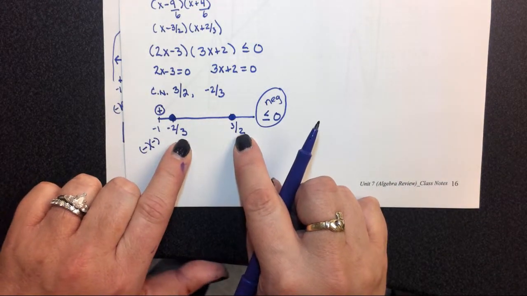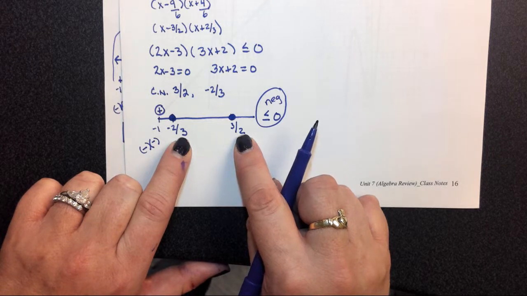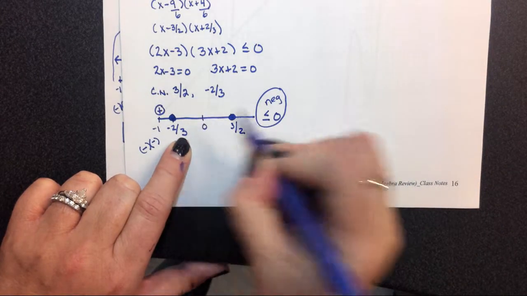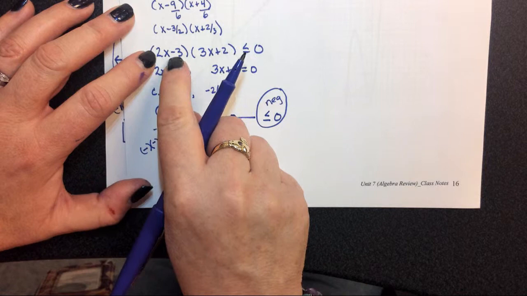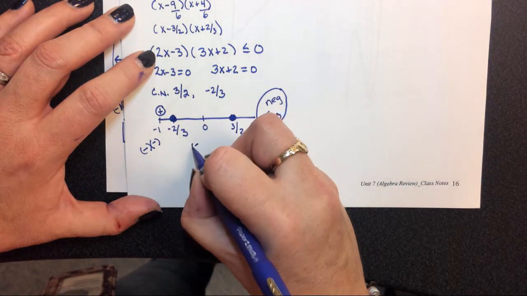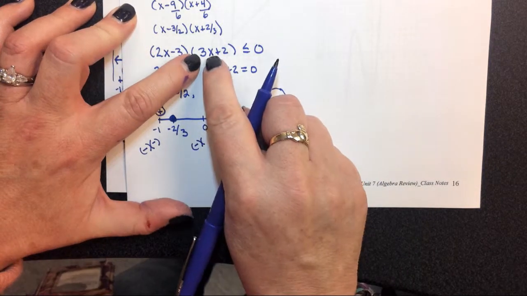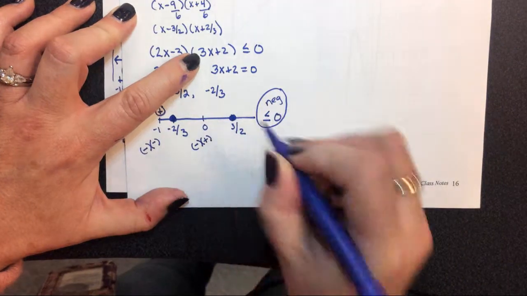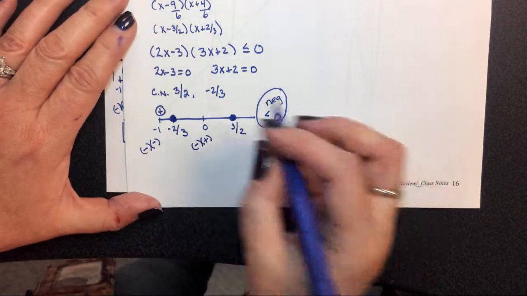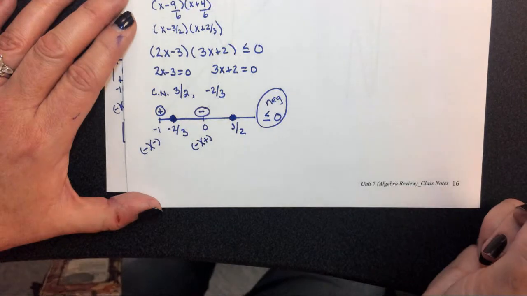And a negative times a negative is a positive. What's a good number to choose between -2/3 and 3/2? 0. So again, 2 times 0 minus 3 would give me a negative. 3 times 0 plus 2 would be a positive. So a negative times a positive would give me a negative.